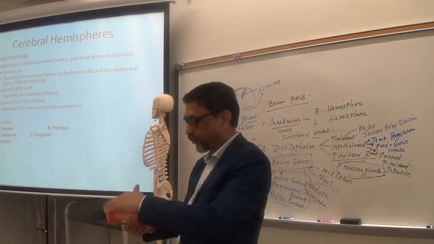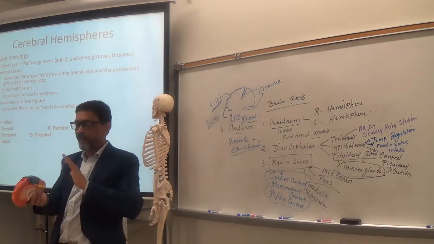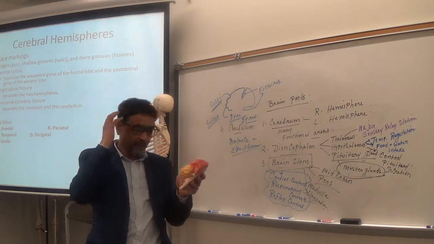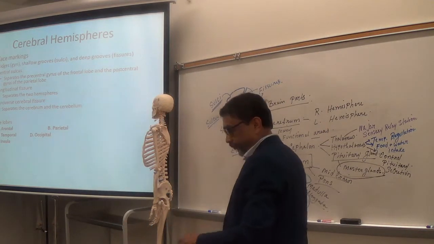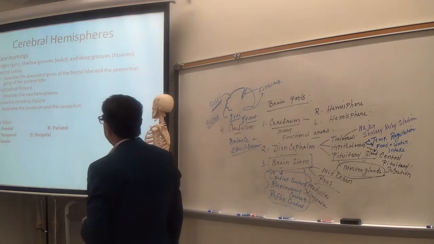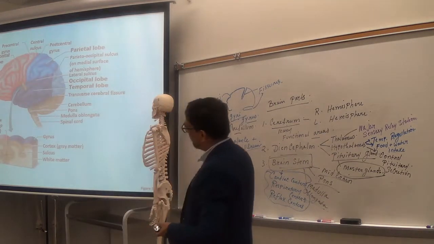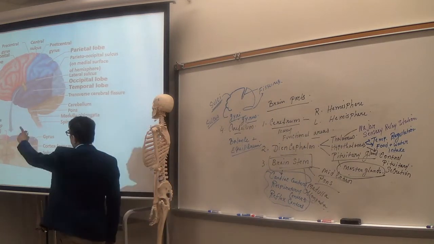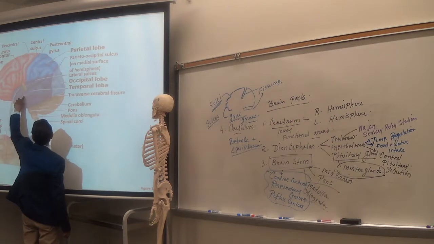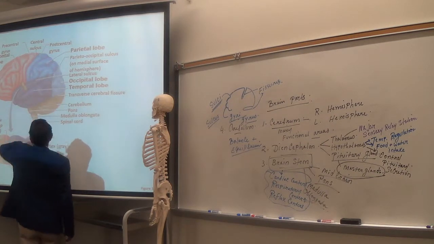Just say four lobes: frontal, parietal, occipital, and temporal lobes. So we'll see, this is a hemisphere. So this is the frontal lobe, temporal lobe, parietal lobe, occipital lobe.